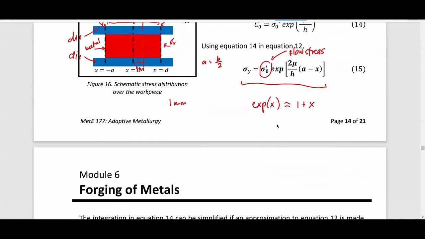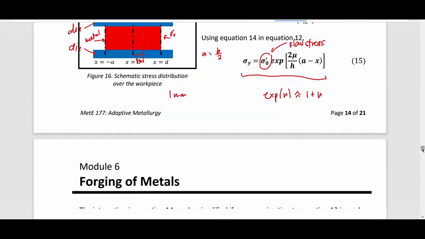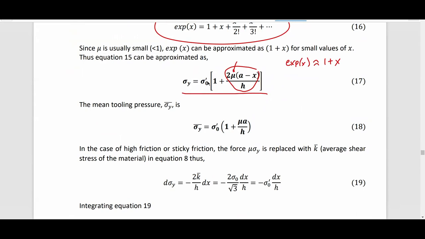Okay, so from here, exponent, exp, itong term na nasa loob, let's call it x, no? Or sige, para mas malinaw, let's call it n na lang. Exp n equal siya sa 1 over h. If you have exp n, and if n is small, we can assume that this is just equal to 1 plus n, no? And in this particular case, mu almost always is quite small, no? And if it's small, then therefore, itong entire term na to will also be small, no? Okay. So, this entire term becomes small, and therefore, yung exp n is just equal to 1 plus n, making this equation equal to just sigma naught prime, which is again flow stress, multiplied by 1 plus 2 mu a minus x over h lang siya.